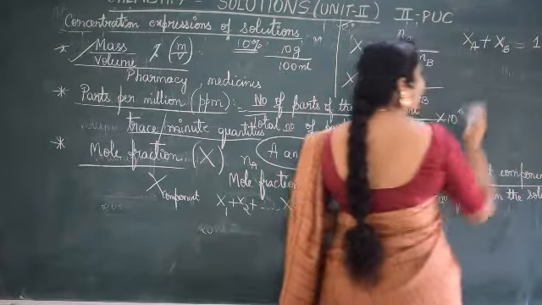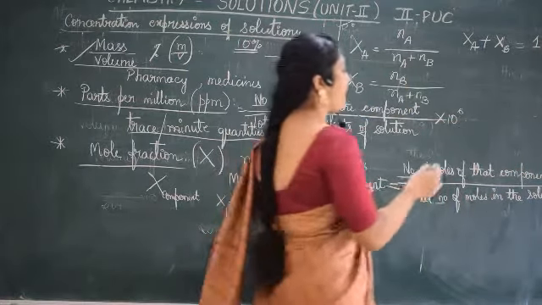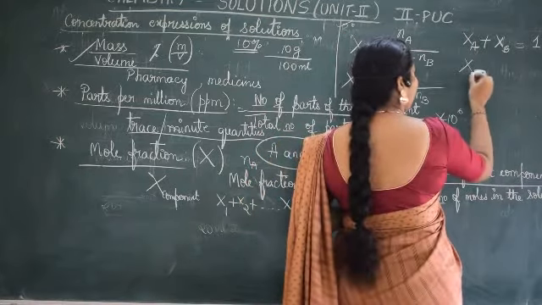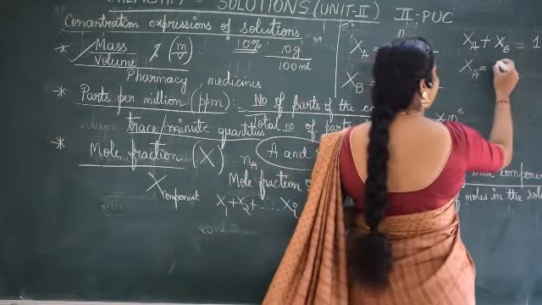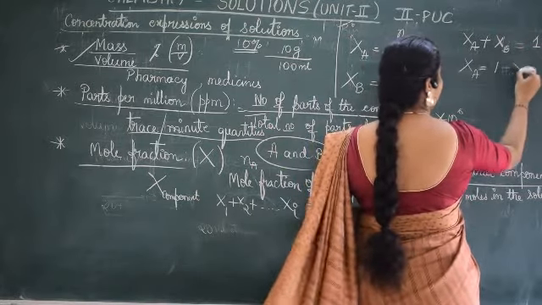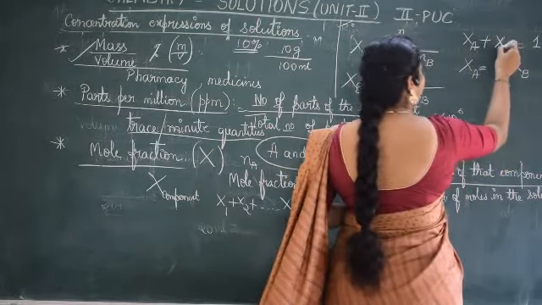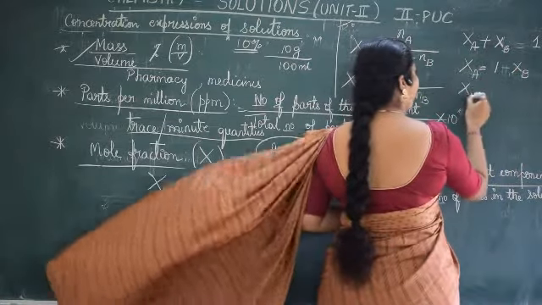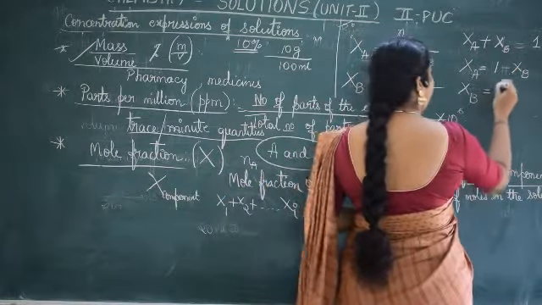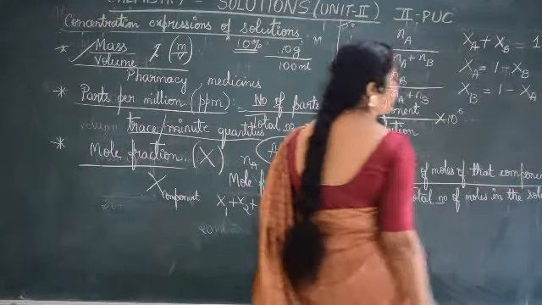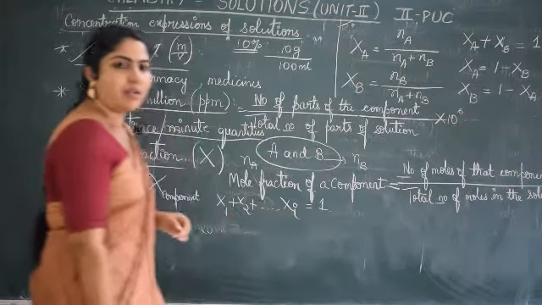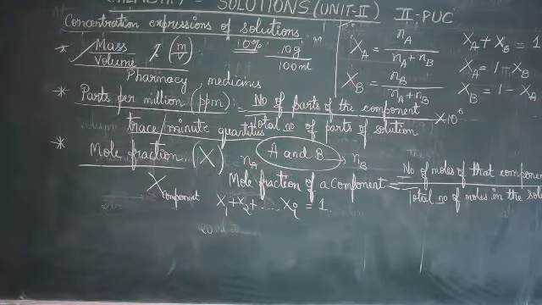So how can you write this equation? If you have to give an expression for xA, it is 1 minus xB, taking xB to the other side. If you have to write the expression for xB, the mole fraction of B is equal to 1 minus the mole fraction of A. Remember this one. So this is one more way of representing the concentration term, that is mole fraction.